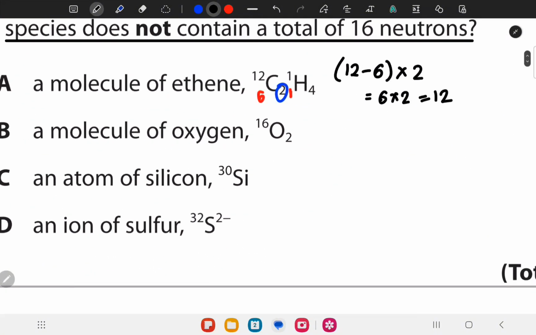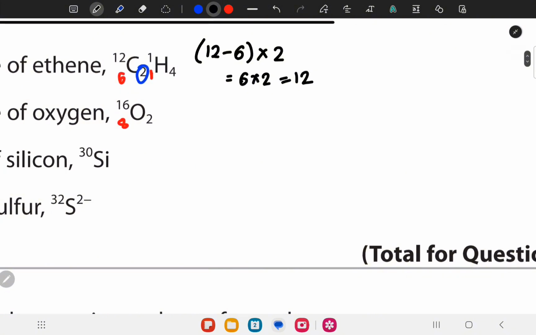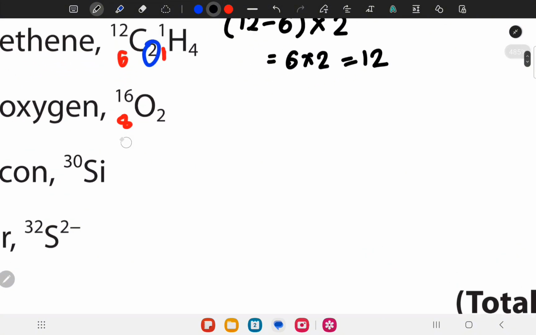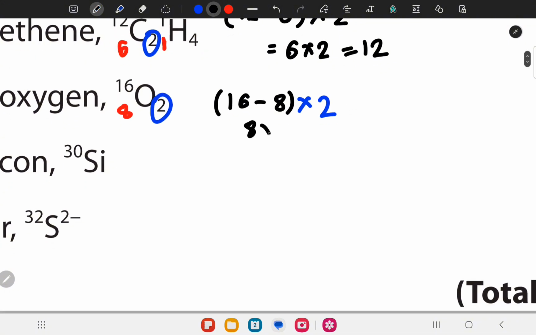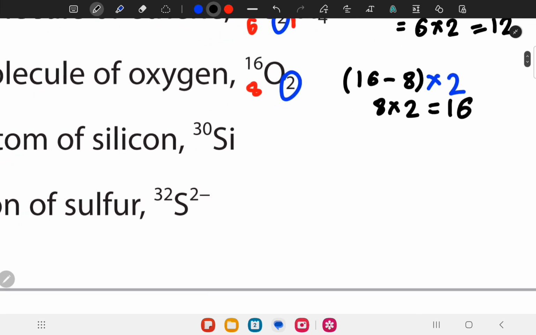If we want to look into the other ones, this is 16,8 oxygen. So oxygen has an atomic number of 8 and a mass number of 16. So 16 minus 8. There are 2 oxygen over here, so we multiply it with 2. This is 8 into 2, so 16. For silicon, the atomic number is 14, so the number of neutrons is 30 minus 14, which is 16.